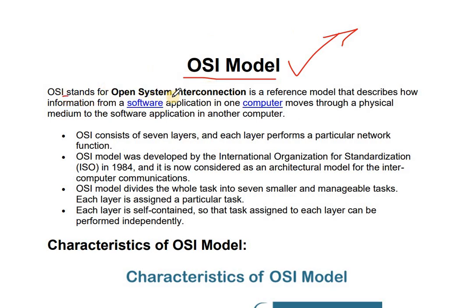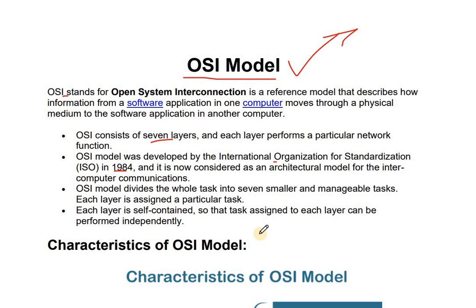OSI stands for Open System Interconnection. It is a reference model that describes how information from a software application in one computer moves through a physical medium to the software application in another computer. OSI consists of 7 layers, and each layer performs a particular network function. The OSI model was developed by the International Organization for Standardization in 1984, and it is now considered an architectural model for intercomputer communication.